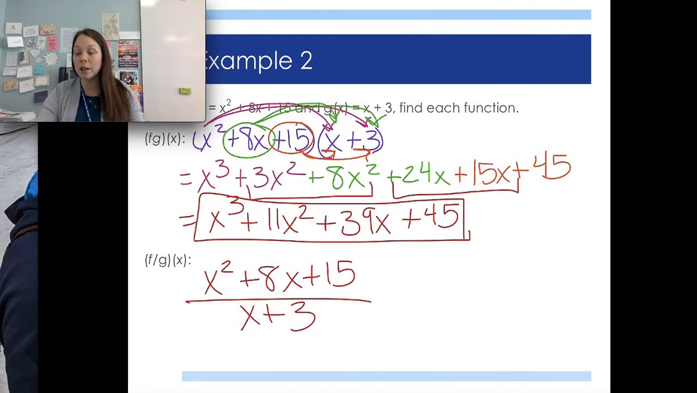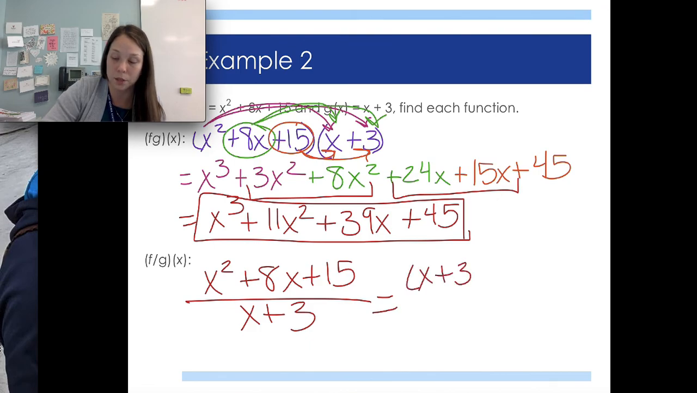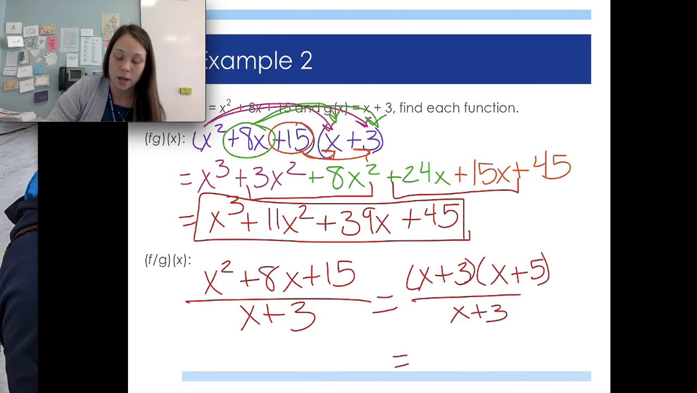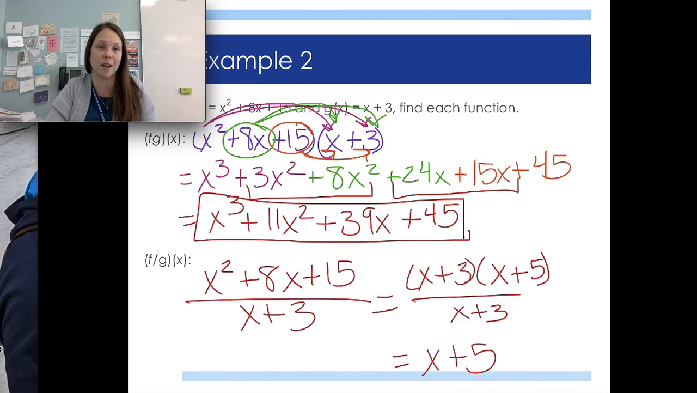Now, this question did not specify for you to simplify, but you could simplify this if you wanted to. And you could simplify it by factoring the numerator into x plus 3 and x plus 5, divided by x plus 3, and that would simplify down to just x plus 5. So you don't have to simplify, but you could, and it would simplify down to x plus 5.